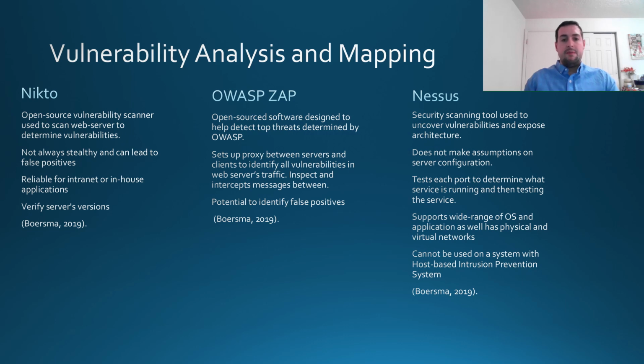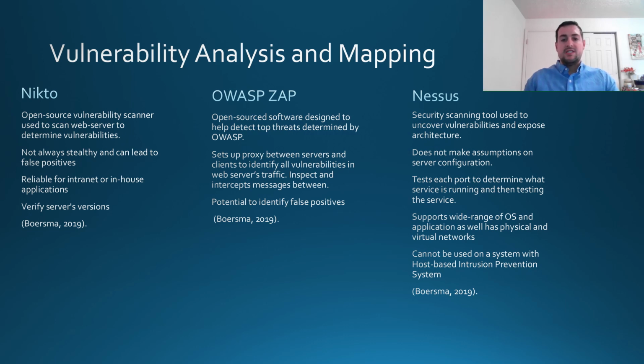Then we're going to look at Zap over here, and this is an open source software designed to detect the top threats determined by OWASP. This sets up a proxy between servers and clients to identify all vulnerabilities in the web server traffic. It inspects and intercepts the messages between them. And this could also lead to some false positives as well.